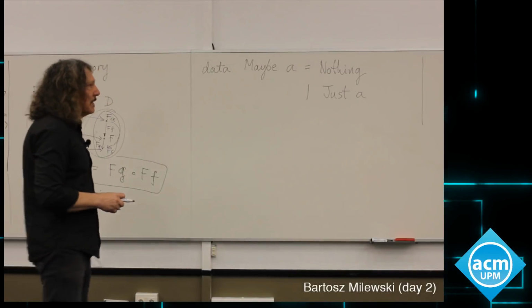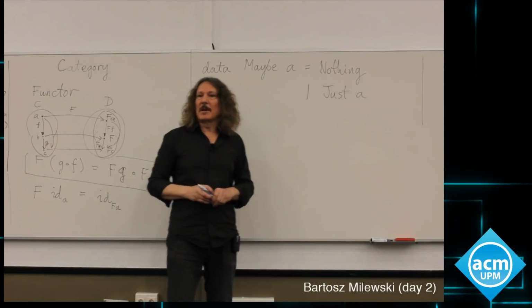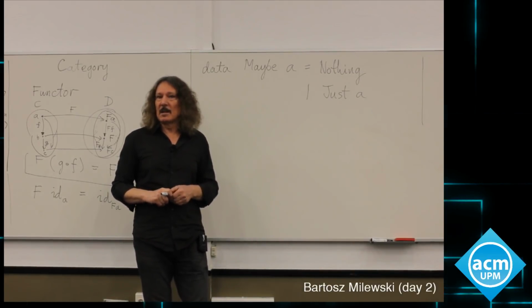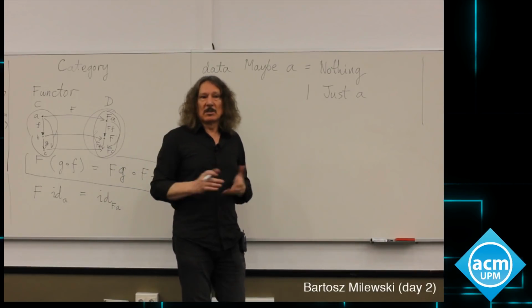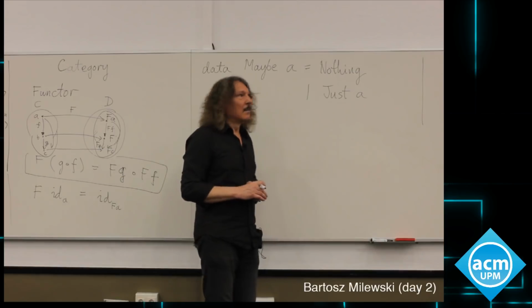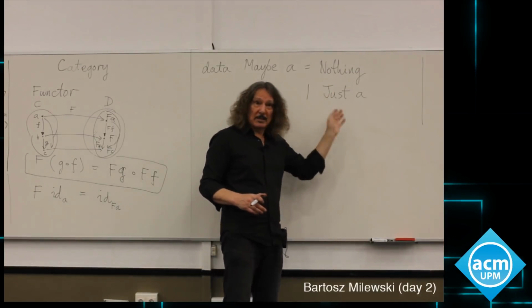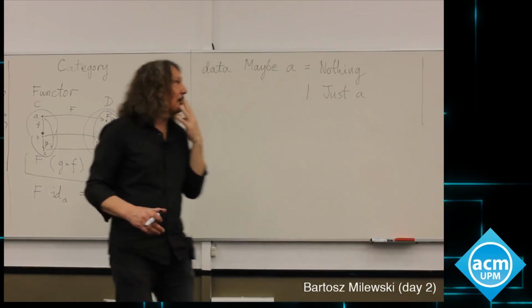You know, if you have a function that doesn't always evaluate the result but sometimes fails, then it's implemented as a function returning an optional thing, right? So if it cannot calculate something, it returns Nothing. But if it can, then it returns Just A. Okay?